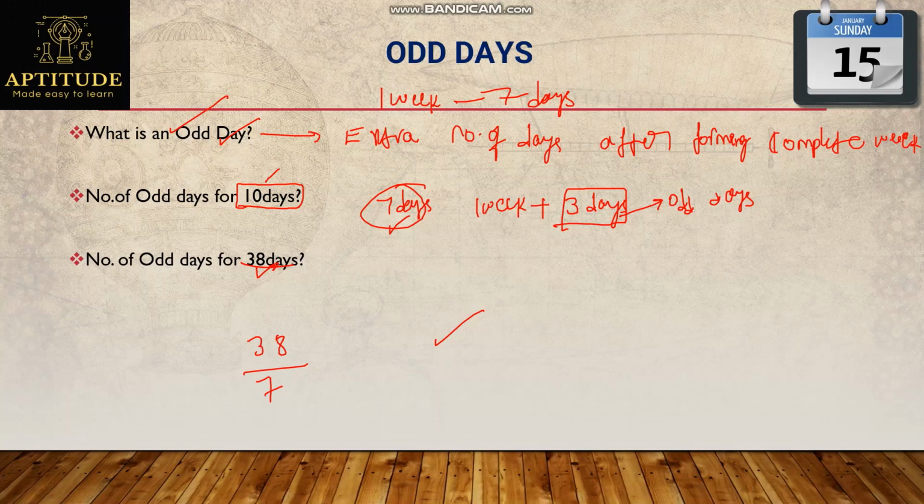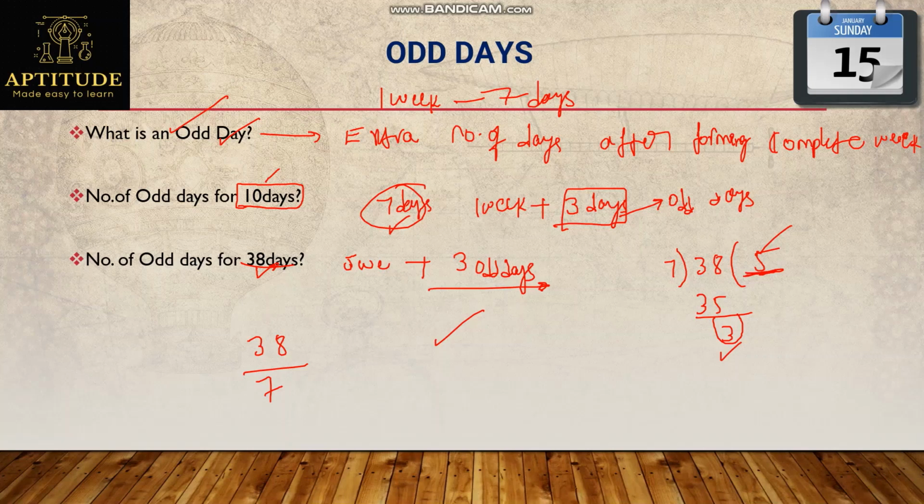What is a quotient? I hope everyone knows the quotient. The value which we get here is nothing but the quotient, right? 7 fives will be 35. That is the maximum multiple I can form here. And what is the remainder now? 3 days. Which means I can now form 5 weeks, and 3 odd days will be left over once again here. So this is how generally we form odd days.